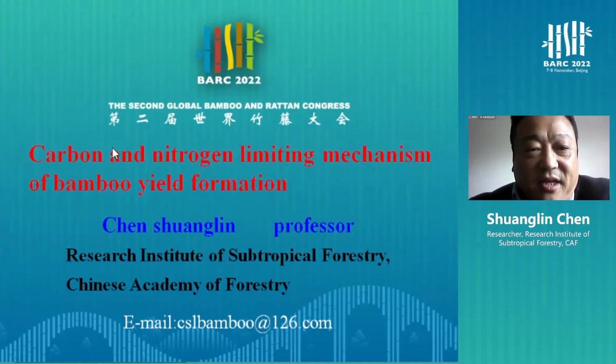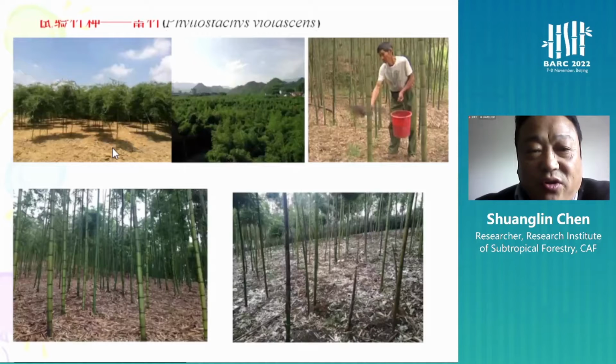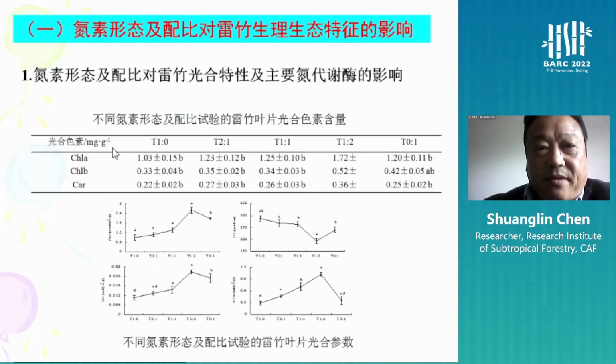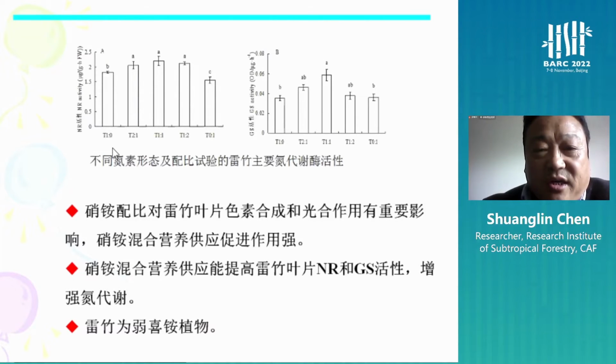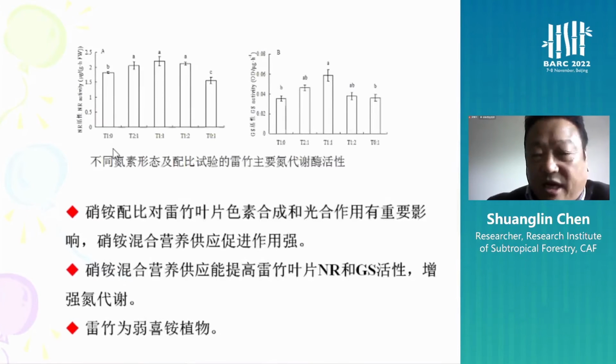Dear friends, good afternoon. I would like to share our project team's work in recent years on the carbon and nitrogen limiting mechanism in the bamboo industry. First of all, we talk about the transportation of nitrogen and carbon, and the nitrogen's form and proportion for the early bamboo shoots. For the different bamboo shoots, the ratio has a very important influence on the growth of early bamboo shoots and on NR and GIS activity.